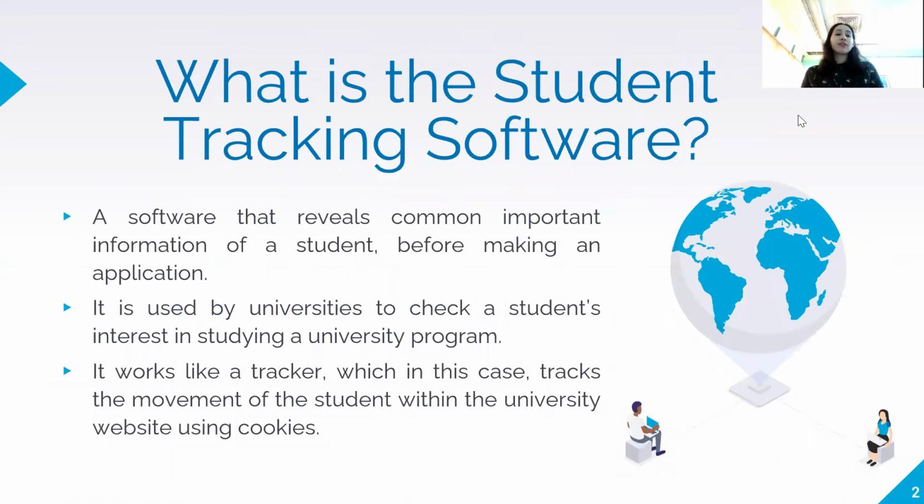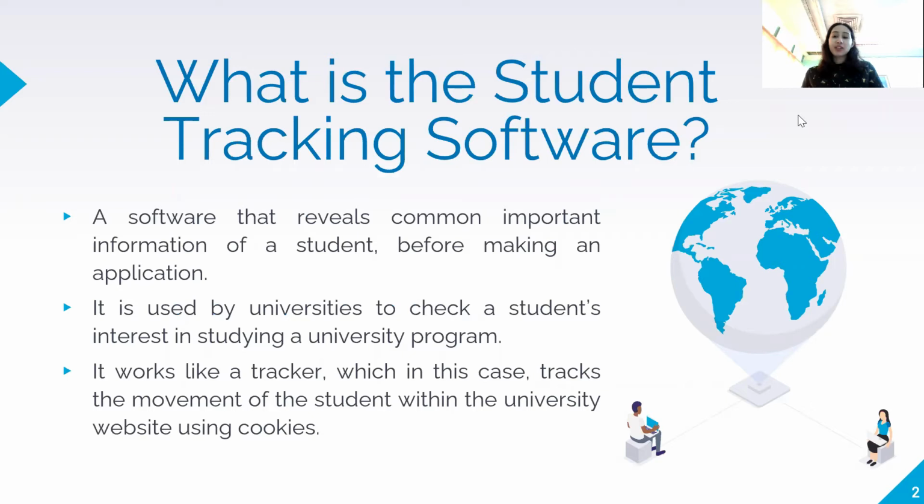From the name itself, the student tracking software is a software that reveals common important information of a student before making an application. Usually the information revealed includes the name of the student, the address of the student, his ethnicity, his contact information, and his personal interests. The software is used by universities to check a student's interest in studying a university program.